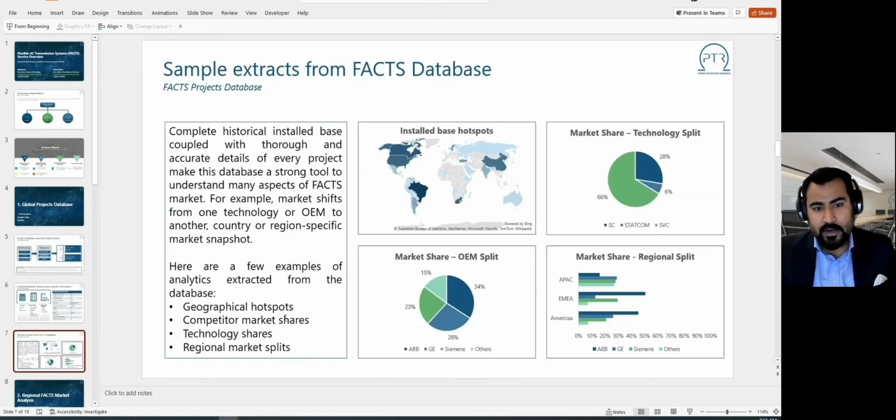We're also extracting insights from this database, including what are the hotspots, what is the market shares of different OEMs in different regions, what is the split of the technology today, and you can move the timeline cursor to analyze the technologies in the projects upcoming and then in the past as well. And then what's the regional split for different suppliers in terms of their market shares.